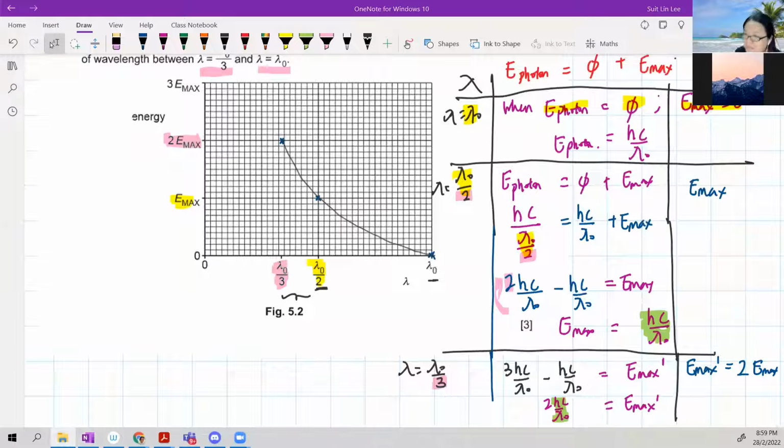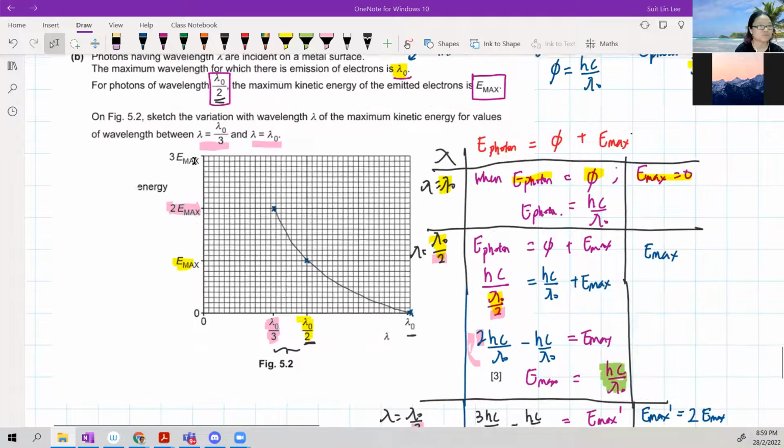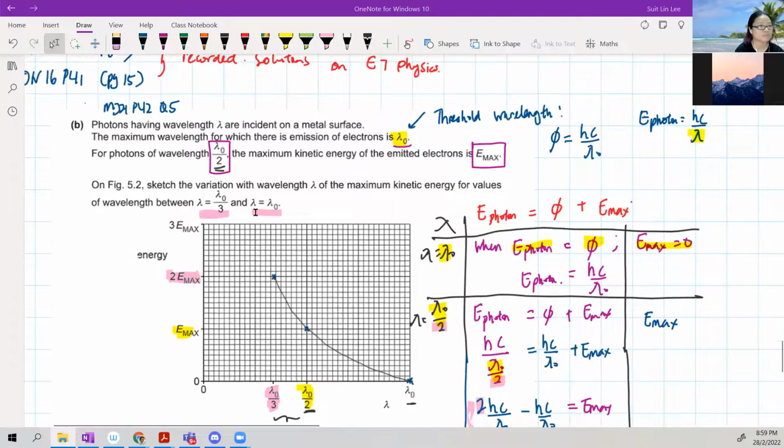Let me go find the mark scheme. But normally when it comes to this kind of graph, don't leave it empty. There's always some marks to get, even if you can't manage to plot the last point.